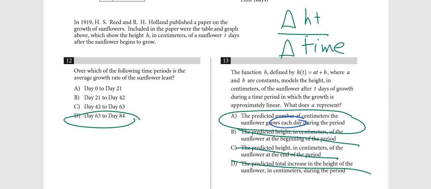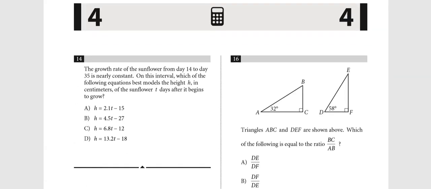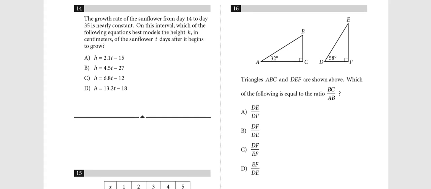Each day. Change in height each day, because that represents the per time change. Okay, growth of the sunflower from day 14 to day 35 is nearly constant.